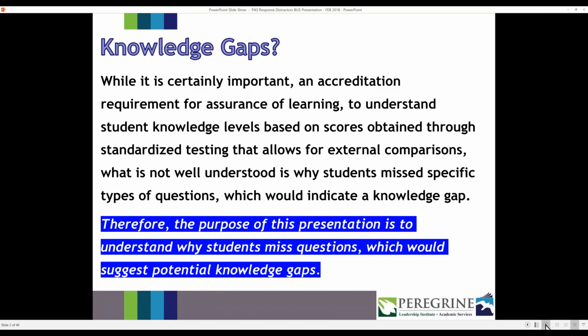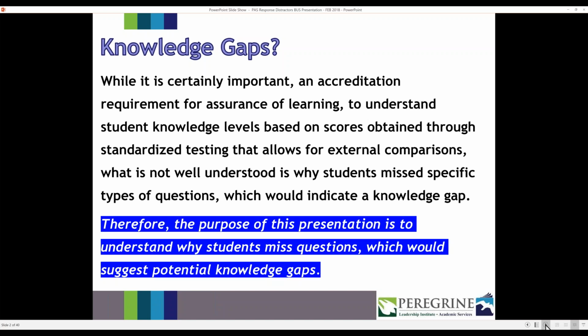So assurance of learning, right? We're all breathing it, living it, and it's very important to have data and information on what our students are learning, what knowledge levels they are retaining using various assessment tools, right? And we can compare our results against varied aggregate pools. But what is not as well understood is why the students are missing particular questions.